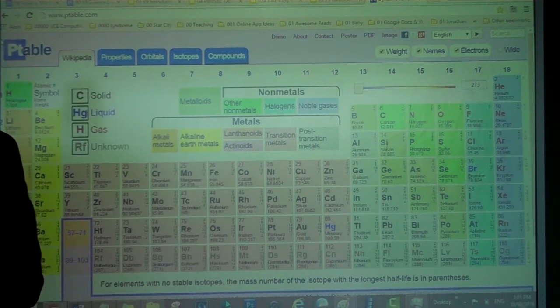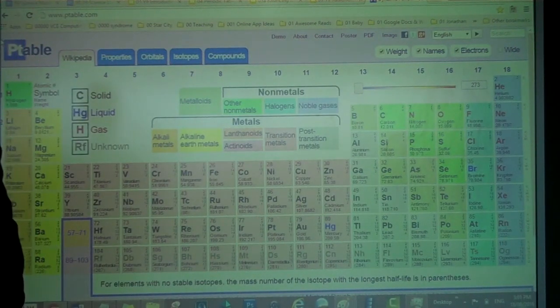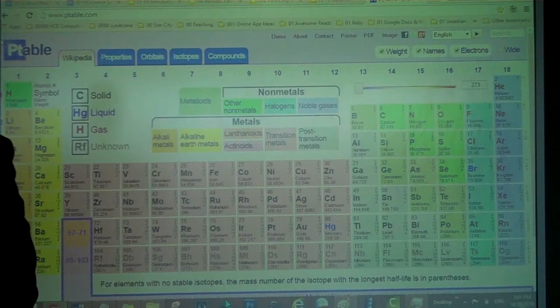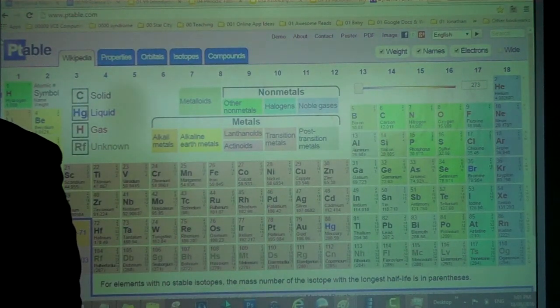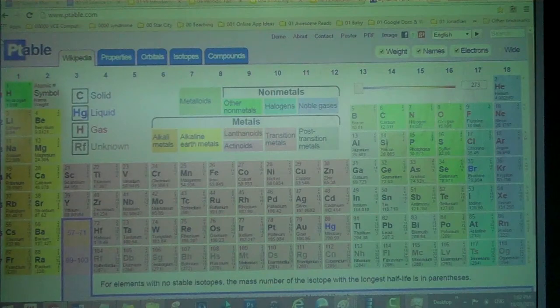You can lose electrons and gain electrons all day. It's still an element of gold if that's the element you're starting with. You can lose neutrons and gain neutrons, that's not a problem. But as soon as you change proton number, the element changes. Okay? And so that is why it is significant.